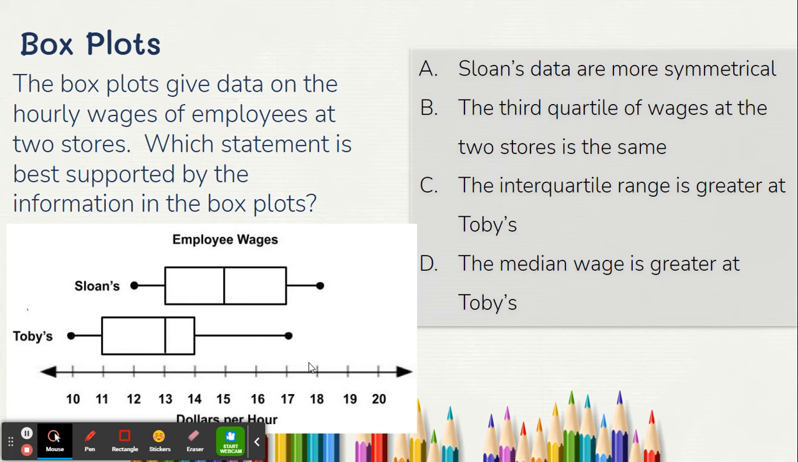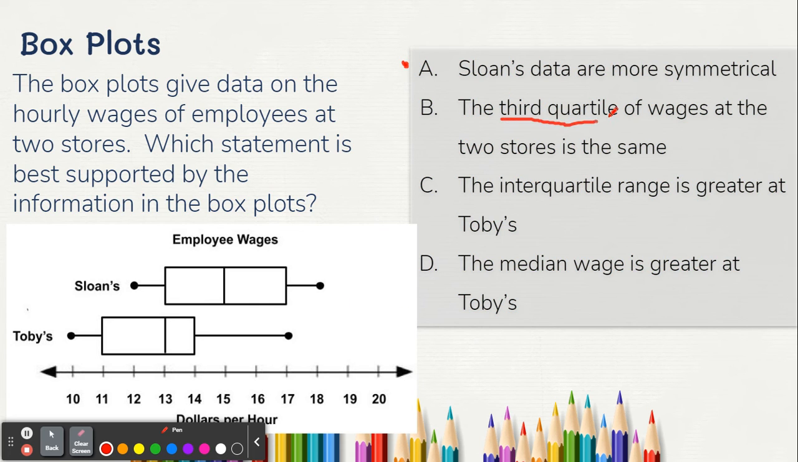Oh, we got one more. Sorry, I almost missed a problem for you. Okay, so this is about the wages of employees at two stores. Okay, so let's look. Sloan's data are more symmetrical. That looks pretty even. Okay, so we'll put a dot there and we'll keep going.